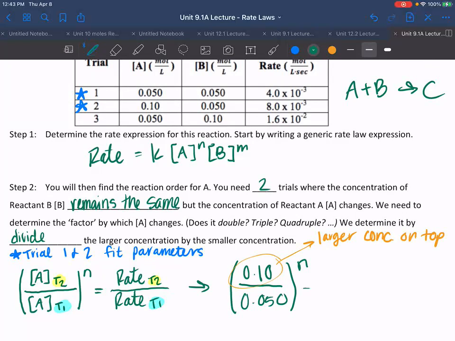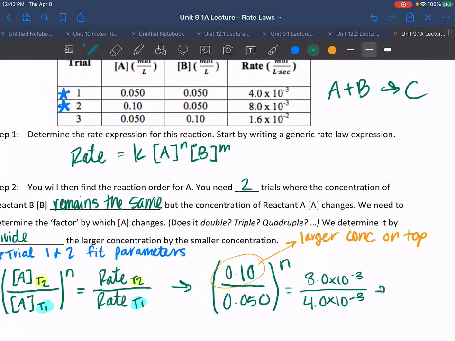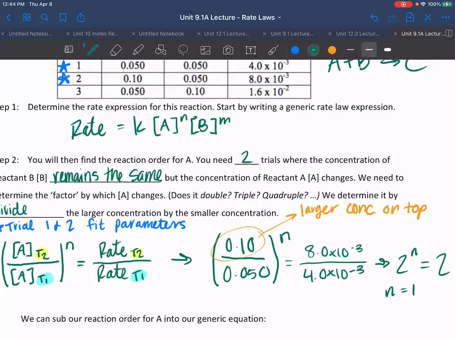And so this will in turn be equal to the rate from trial 2, which according to the table is 8.0 times 10 to the negative third power, divided by trial 1, 4 times 10 to the negative third power. Sorry, I keep trying to say that. So what this turns into is 0.1 divided by 0.05 is 2. You can put that on your calculator, or you can just realize that 0.1 is twice as big as 0.05. So we have 2 to the nth power is equal to 2, because 8 times 10 to the negative third divided by 4 times 10 to the negative third is also 2. So what is n equal to? 1. So since n is equal to 1, that is now the reaction order for reactant A.